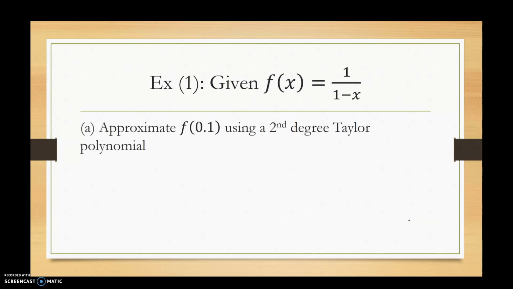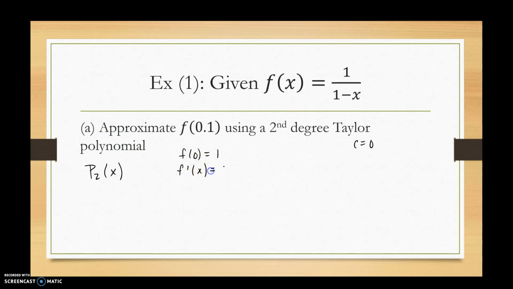Okay, so given this function, 1 over 1 minus x, approximate f of 0.1 using a second degree Taylor polynomial. So I'm going to find the second degree approximation. Now when I look at 0.1, it doesn't tell me where my center would be, but I'm going to have my center be 0 because that's really close to the value that I'm approximating. So start with our function. F of 0 is equal to 1.